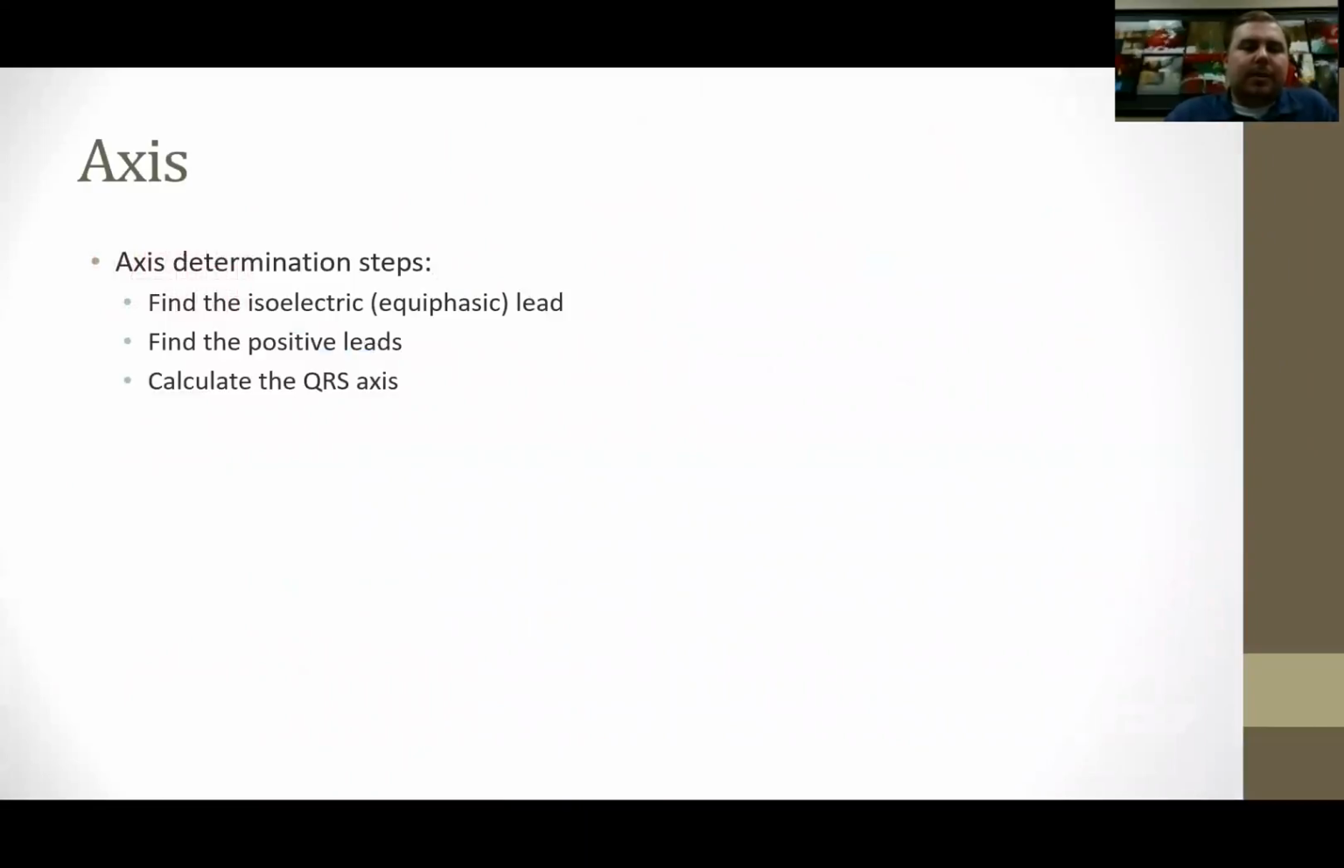So what we're going to do to determine the axis, so actually find the number value for the axis of the heart, is 3 steps. First, we're going to find the isoelectric lead, and this is all determined off of the left 6: 1, 2, 3, AVR, AVL, AVF. That's all we care about when it comes to axis determination. So we'll find which one of those has the isoelectric QRS lead. Next, we'll find where the positive leads are grouped, thinking back to where it was grouped by inferior, lateral, etc. And then we're going to calculate the QRS.